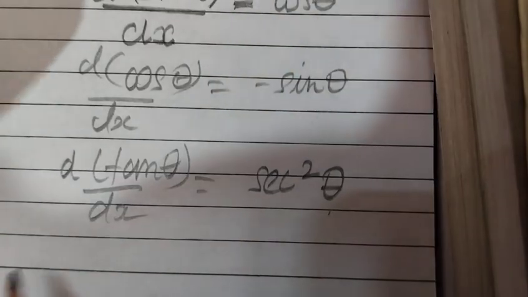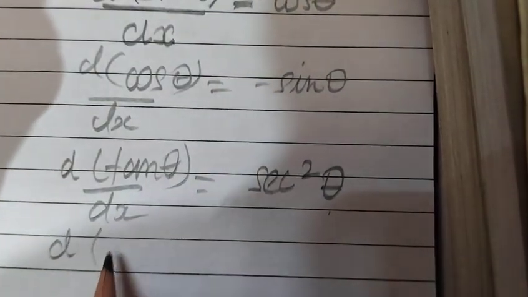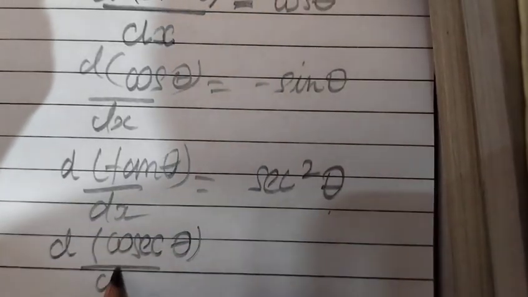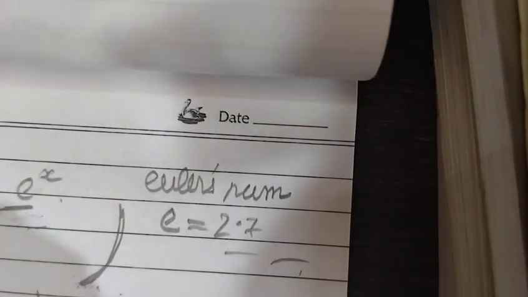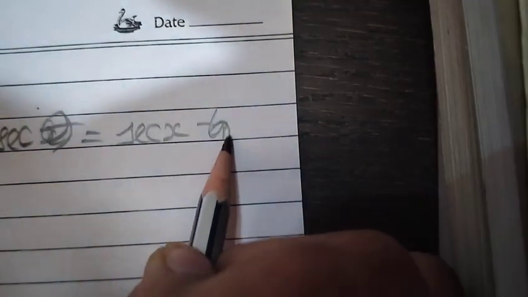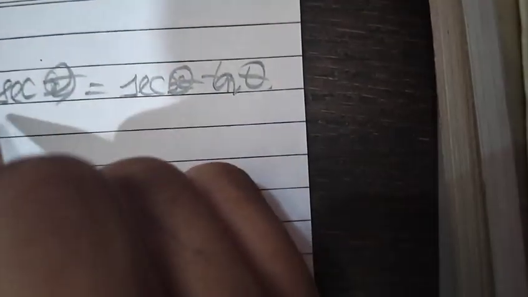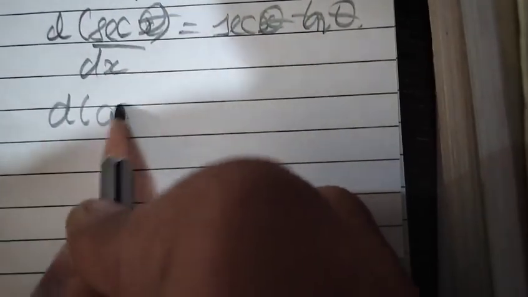For other trigonometric ratios like cosec theta, we have minus cosec theta cot theta, and for sec theta we have sec theta tan theta, and for d of cot x, actually we shouldn't be writing theta here.